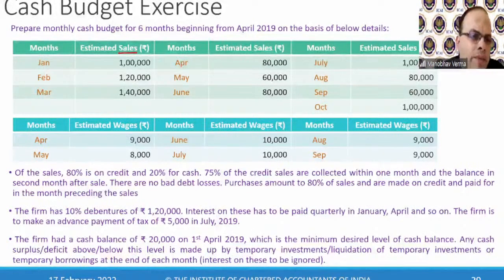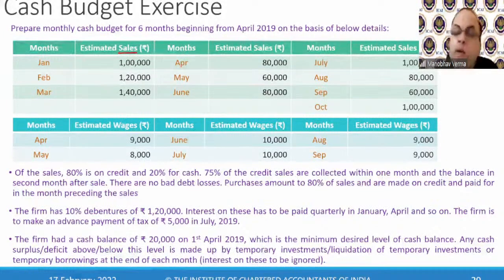Of the sales, 80% is on credit and 20% for cash. 75% of the credit sales are collected in 1 month and the balance in the second month after the sale, guys. And there are no bad debt losses. Purchases amount to 80% of the sales. Now this is important, and are made on credit and paid for in the month preceding the sales, guys. Now the firm has 10% debentures of 1,20,000. Interest on these has to be paid quarterly, January, April, and so on.